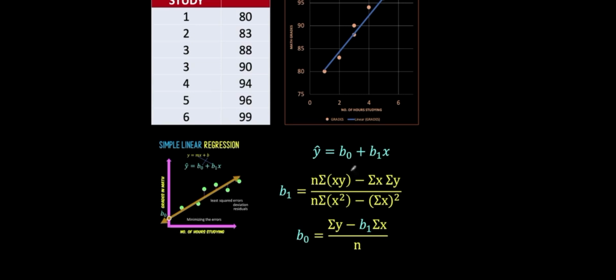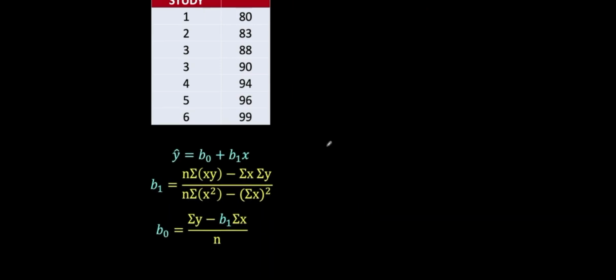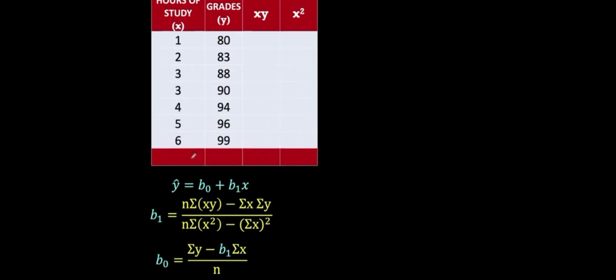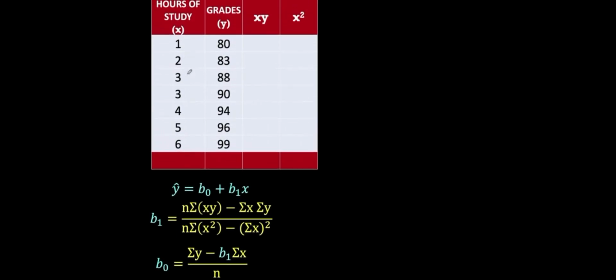n. So in order to apply this formula, notice that we need the summation of xy, the summation of x, the summation of y, and the square of the summation of x, and the value of n. So let's prepare our table so we can find all this required summation. We need to add 2 more columns, and we are going to add 1 row to get the sum of each of these rows. So we need the column xy.